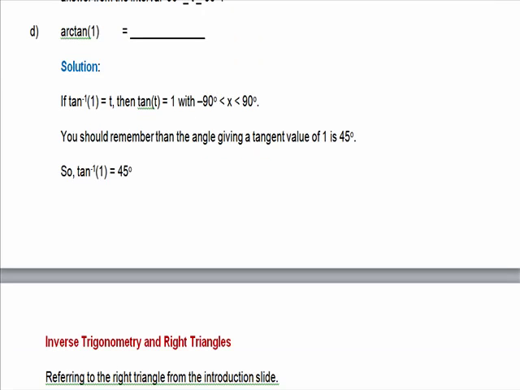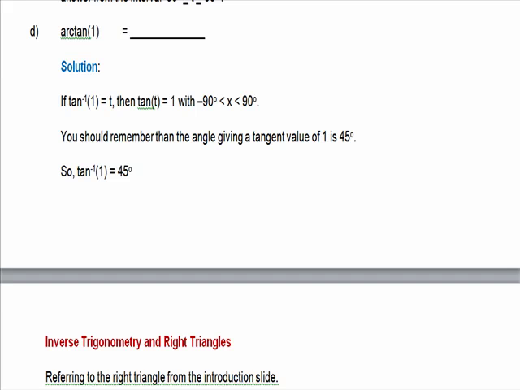Lastly, our last example, suppose I want arctan of 1. Again, arctan is the same as my inverse tan notation. So if inverse tan of 1 is something, we'll call it t, then we're really looking to find out what angle has a tangent of t equal to 1.